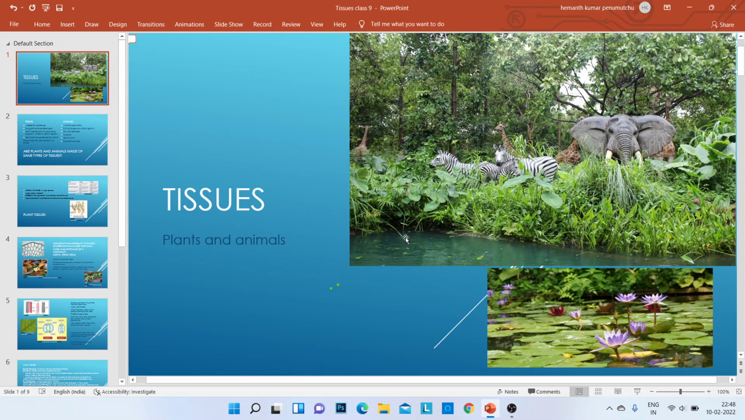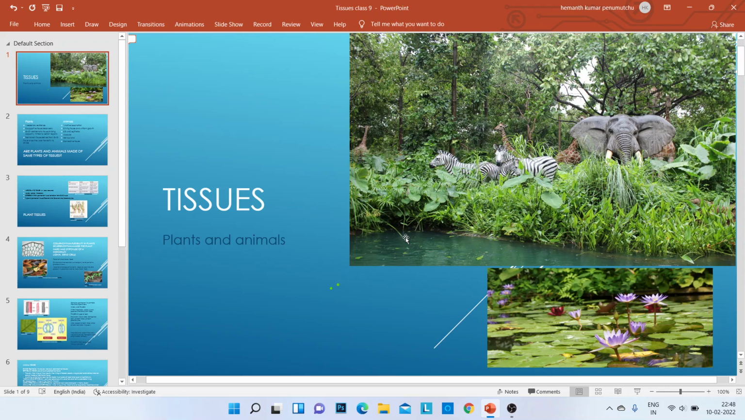This is the class 9 tissues chapter, plants and animals. First of all, what is meant by tissue? Tissue is a group of cells similar in structure and function. There are many tissues in our human body, like muscle tissue, nerve tissue, and blood is also a tissue.